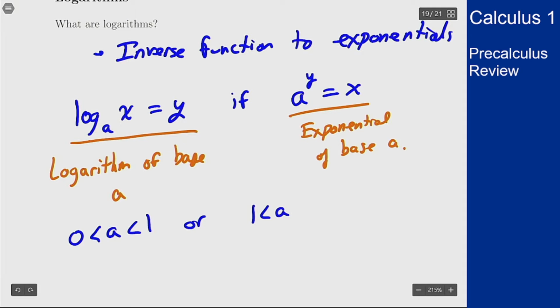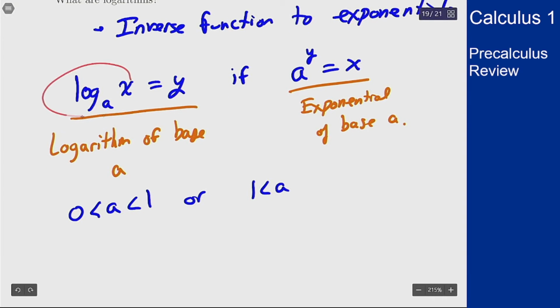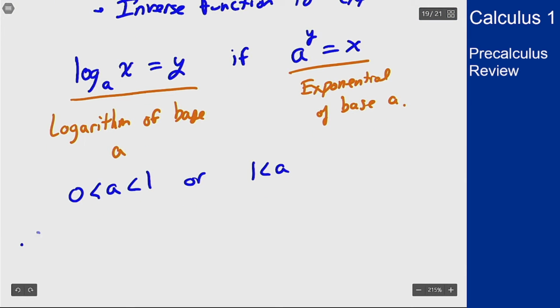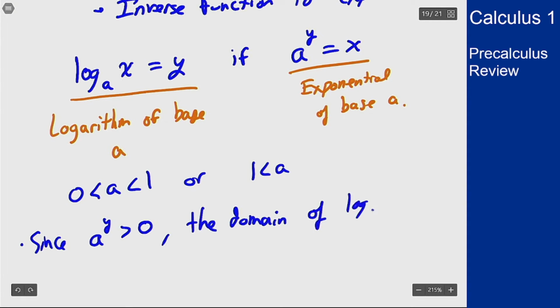Now, what do we know about the exponential function that can help us define things about the logarithm? Well, we know that a to the y is always positive, no matter what a is, assuming a is bigger than 0. So that means that the domain of this function must just be x positive, because otherwise I can't write the expression over here. So since a to the y is always positive, the domain of log a of x is all values of x that are positive, and the range is all real numbers because I can plug all real numbers into the exponential function.